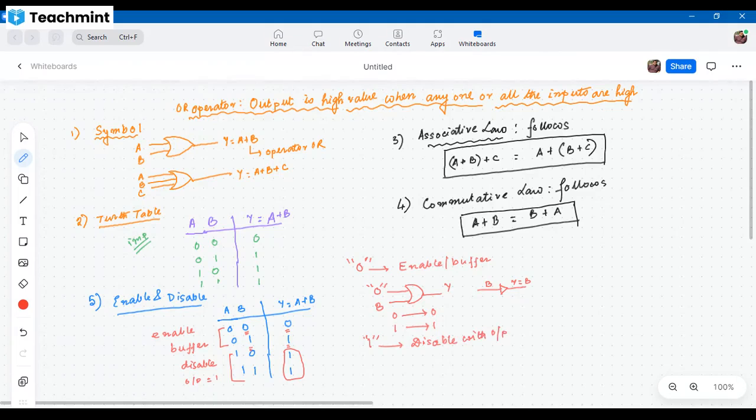Output 1. So that means if I give 1 and b here, then what will happen in the output? Anybody? What will happen in the output?